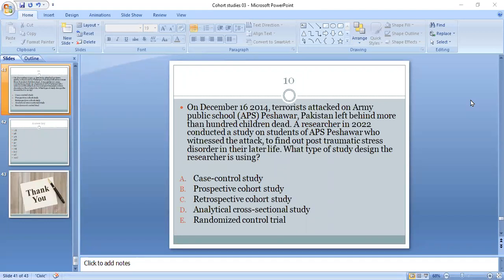In the ambidirectional cohort study, we have the retrospective cohort study combined with the prospective cohort study, and we go to the future. As you have said, to find out the post-traumatic stress disorder in their later life, it means that their whole life would be covered. So if a student was 10 years old at the time of the attack, and later his post-traumatic stress disorder develops after a certain time and continues till his 40 years of life, it means you have to follow him for 30 more years. And that would go into the future.